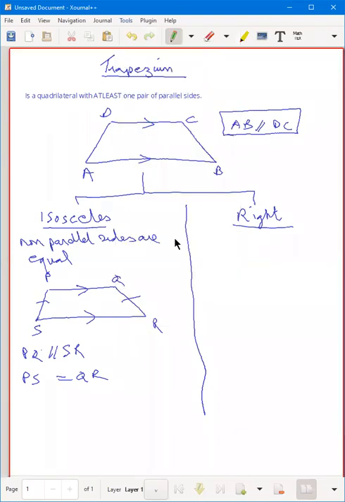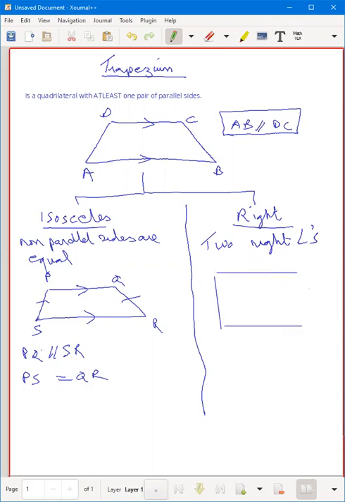A right trapezium has two right angles. So it will look something like this. So we'll have again two parallel sides, and this will be the non-parallel side. So we have two right angles. So both of these are 90 degrees. So this is called a right trapezium. So there are two types, an isosceles trapezium and a right trapezium.